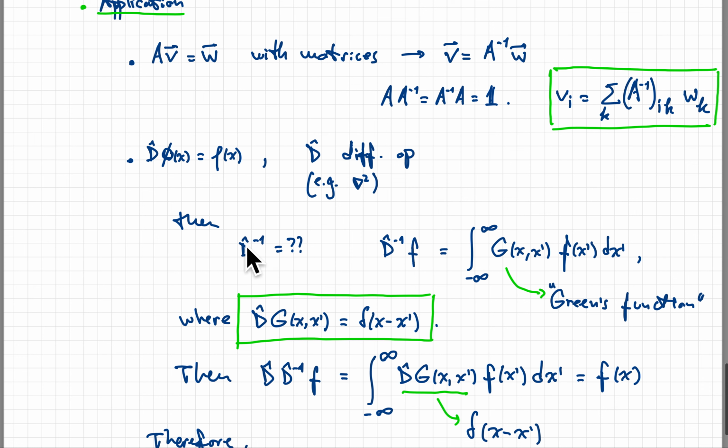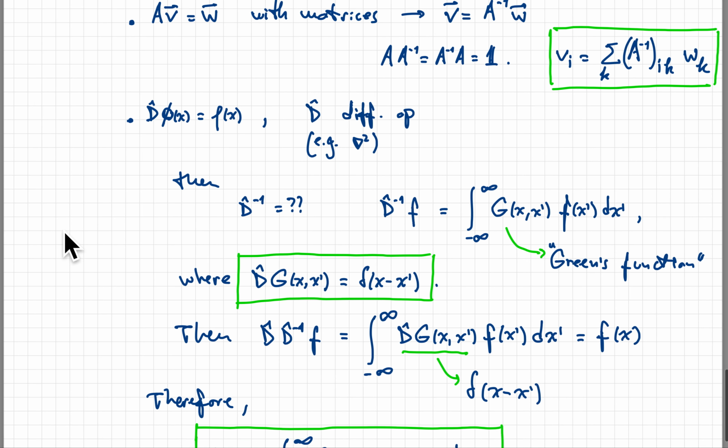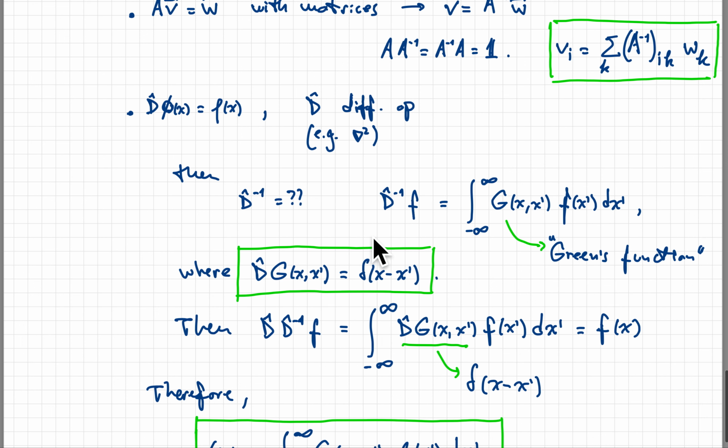So what's D inverse? Well, we saw in a previous video a first bit of what the inverse is. So applying the inverse to f, in other words, applying the inverse to rho in our problem, amounts to doing this integral from minus infinity to infinity, or in whatever interval you're working on, of a function that's called a Green's function, g of x, x prime, which completely characterizes the inverse, multiplied by f of x prime dx prime.